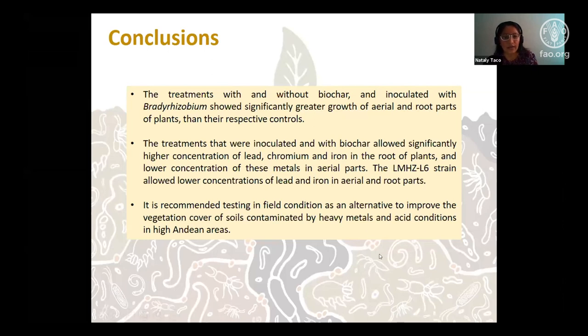And then next, maybe Nadia's work, we recommend to test these experiments in field conditions.